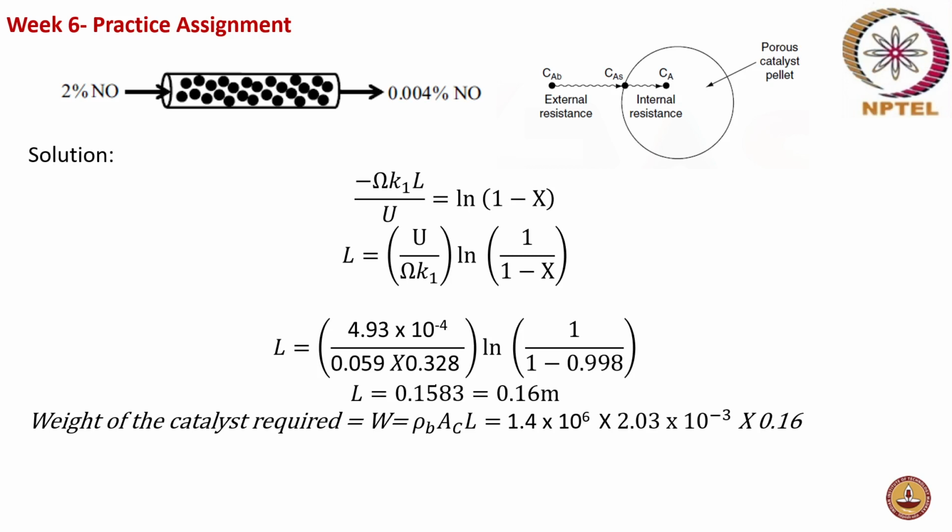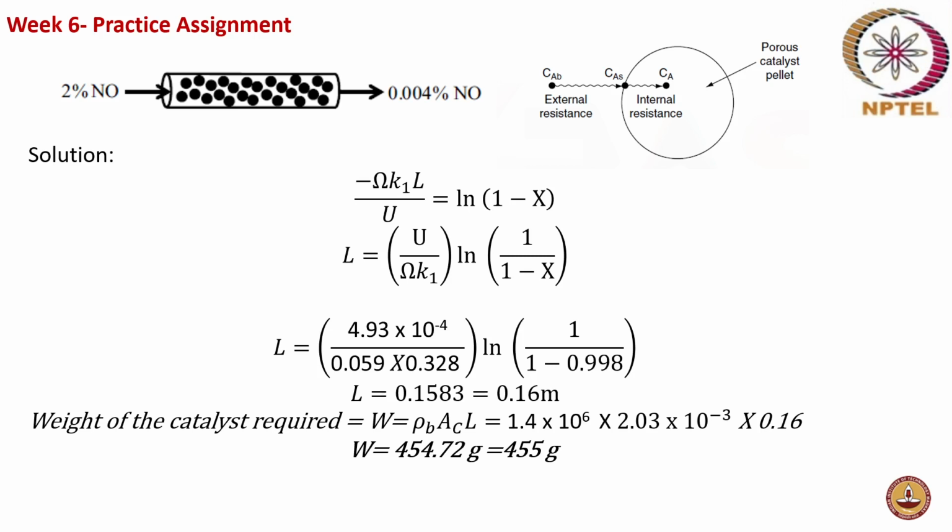So, do we have all the required parameters? Yes, we have the bulk density of the catalyst bed, which is 1.4 into 10 power 6 gram per meter cube, and your area of cross section of the reactor is 2.03 into 10 power minus 3 meter square, and your length of the reactor is 0.16 meter. So, substituting all, you will get your weight of the catalyst as 455 grams. So, this is the weight of the catalyst. This is one way of determining the weight of the catalyst required for a particular conversion in a particular reactor.